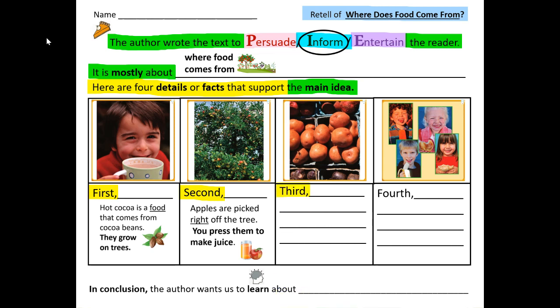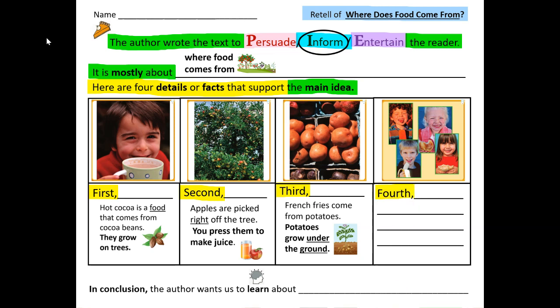Third, where do potatoes grow, or how do you make French fries? Well, French fries come from potatoes, and potatoes grow under the ground.